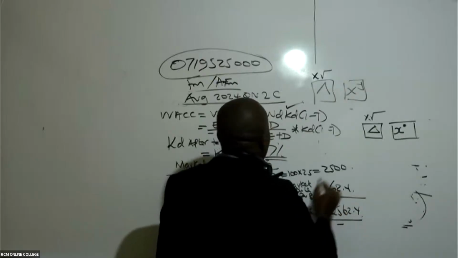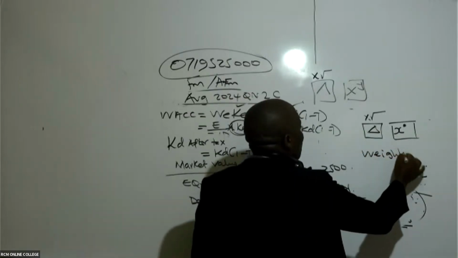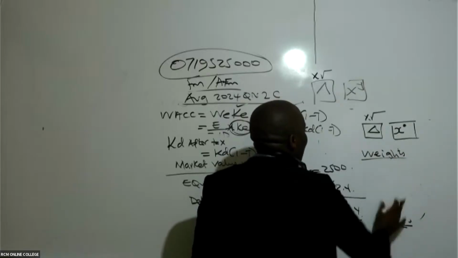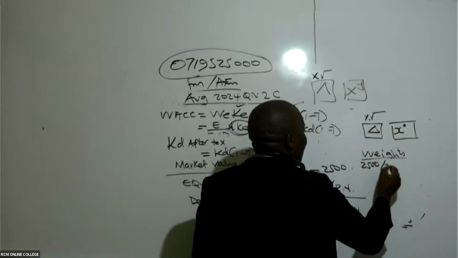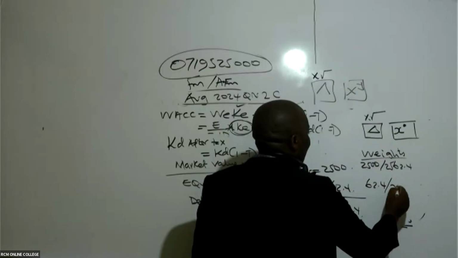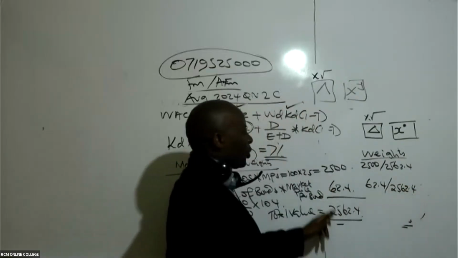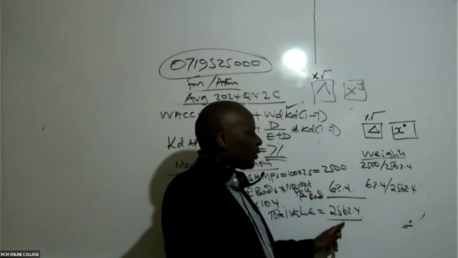So in terms of weights, what are we getting? This will be 2,500 divided by 2562.4. And this will be 62.4 divided by 2562.4. I just want to make this proportion. So I take this divided by this total.